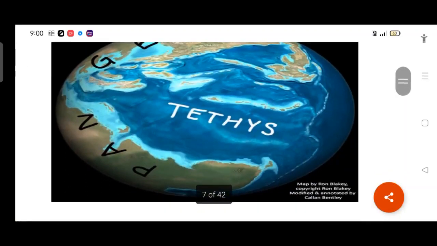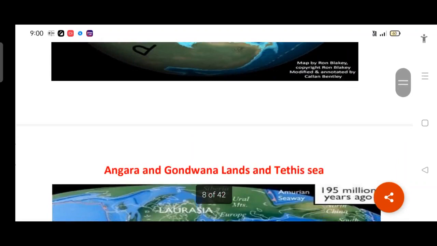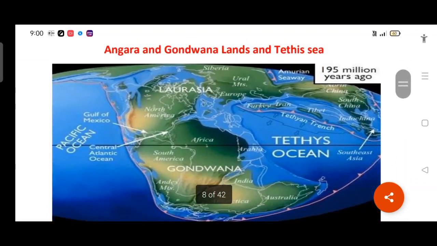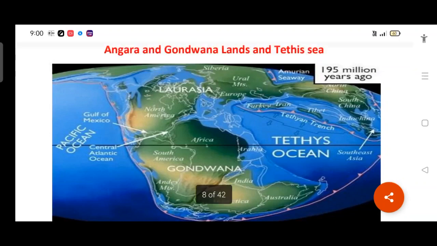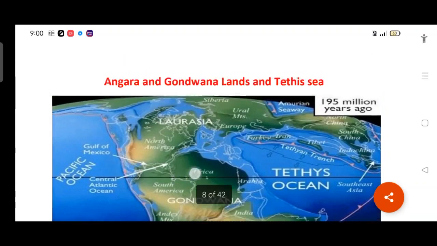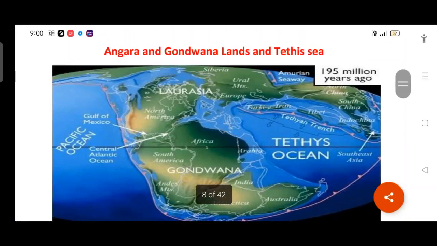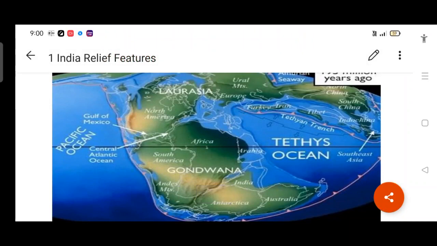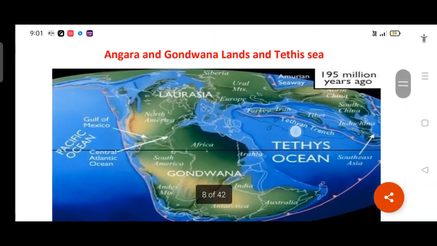Again, this total landmass is mainly divided into two parts. The first one is Angara land, which was located on the northern side. And the second one is Gondwana land, which was situated on the southern side. Between these two main parts, there was a sea. That sea was called the Tethys Ocean. What is this, children? Tethys Ocean.